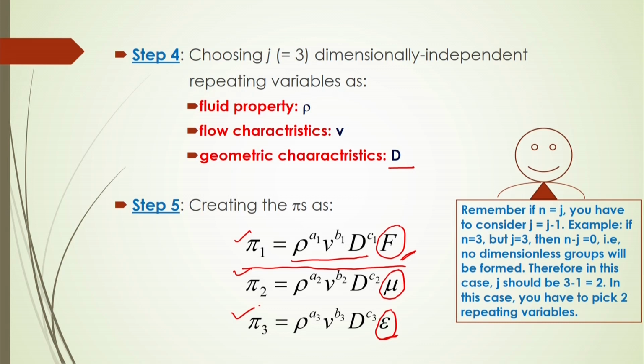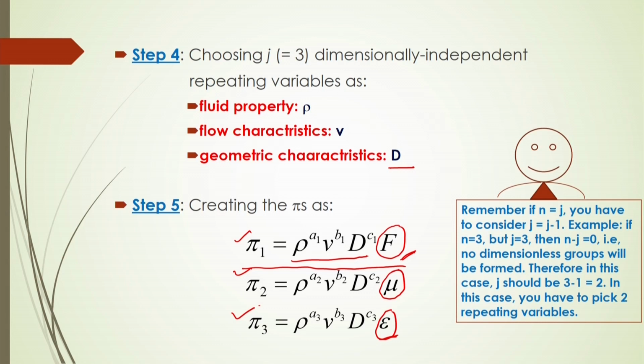Now, of course, you have to remember that you will get some problems where you will see that for a particular process only 3 variables are involved. In that case, how many dimensionless groups will be formed? Then 3 minus 3 is 0, so no dimensionless groups will be formed.